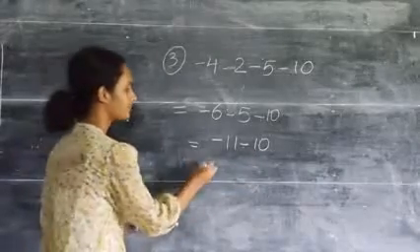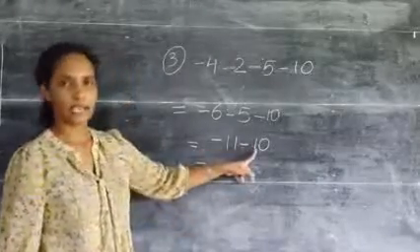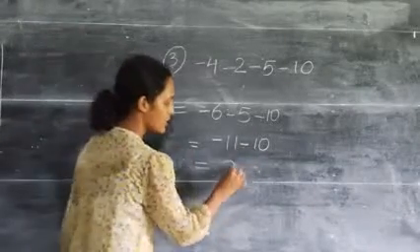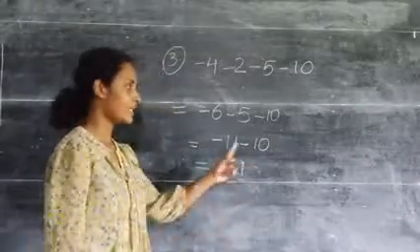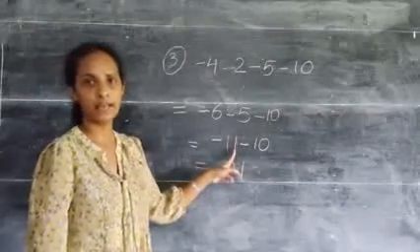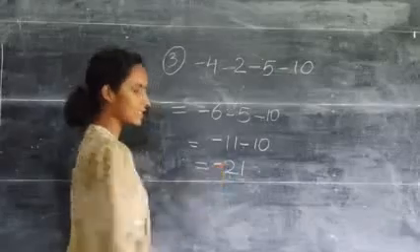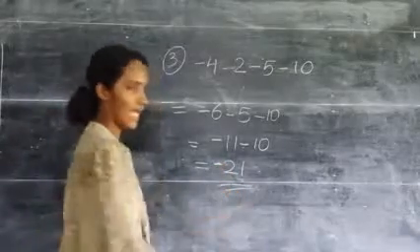Right? Now, look here. Minus, minus, again you plus. What do we do? 11 plus 10. What is 11 plus 10? 21. Right? And minus, minus. Which one is the greater number? 11 is the greater number. What is the sign of 11? Minus. So the answer will also have a minus sign. So minus 21 is your answer.